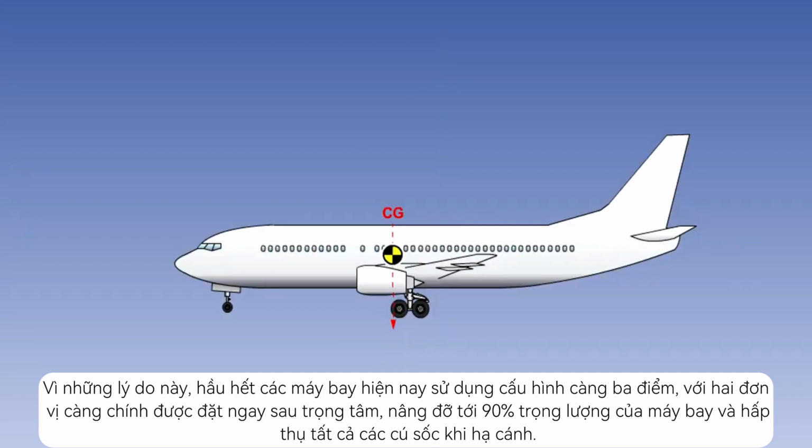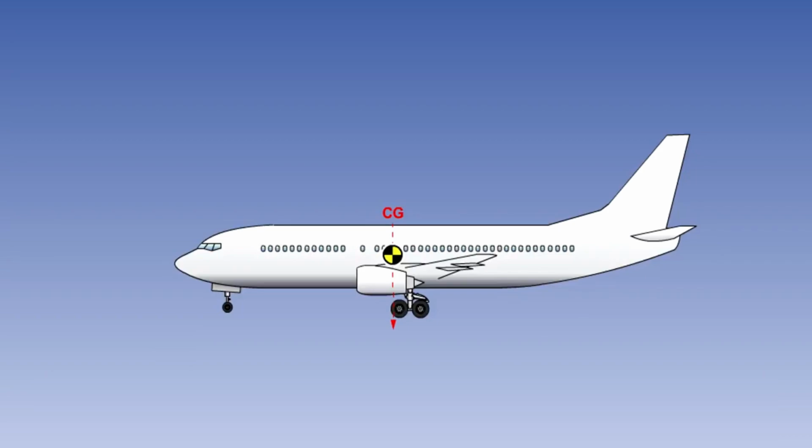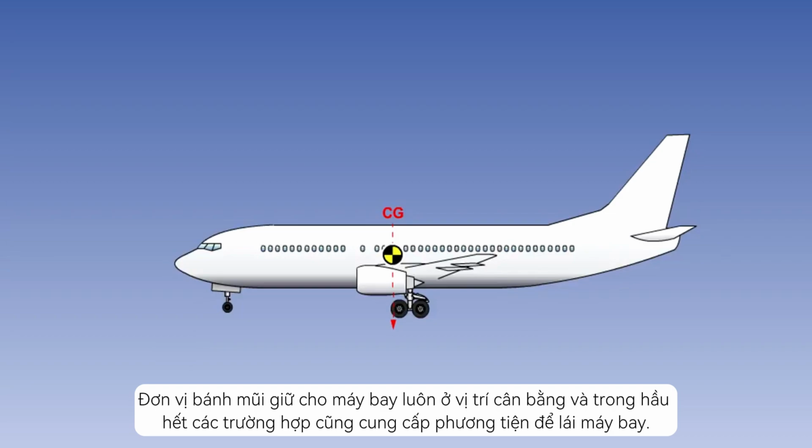For these reasons, most aircraft now use the tricycle layout, with the two main gear units being positioned just aft of the center of gravity, supporting up to 90% of the aircraft's weight and absorbing all of the initial landing shocks. The nose wheel unit keeps the aircraft level, and in most cases also provides a means of steering.